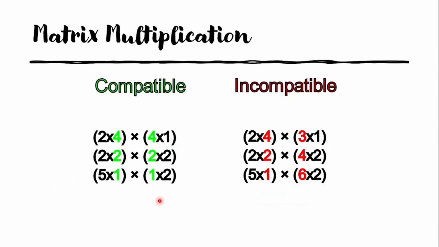Here are some examples of compatible matrix multiplication. 2 by 4, 4 by 1. Number of columns is equal to number of rows in the second one. 2 by 2, same number. 1 by 1, same number. Compatible. Here, the number of columns in the first matrix is different than the number of rows in the second matrix. Incompatible. These two numbers have to be the same, or else it will not work.